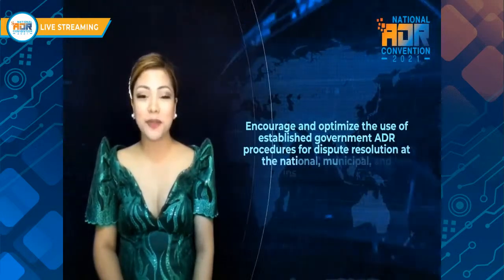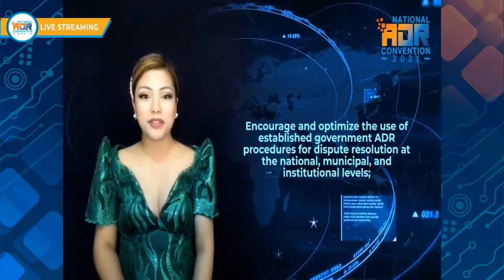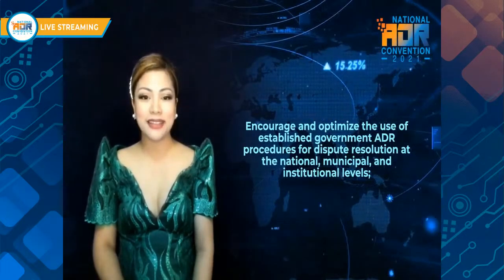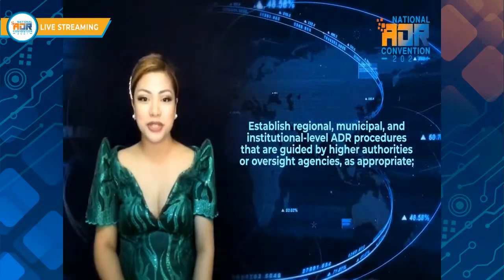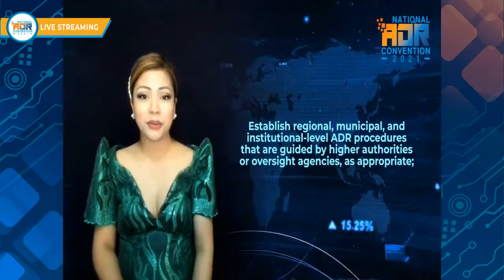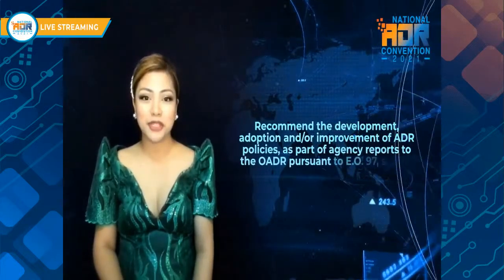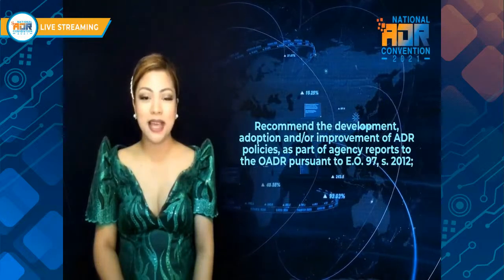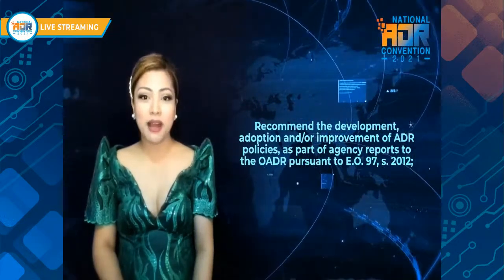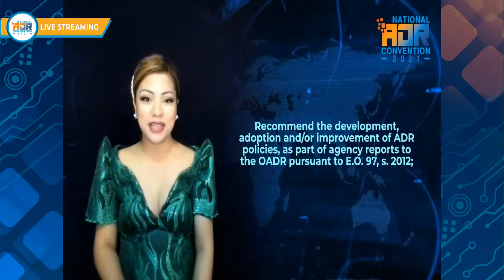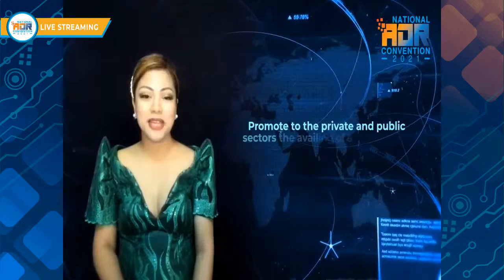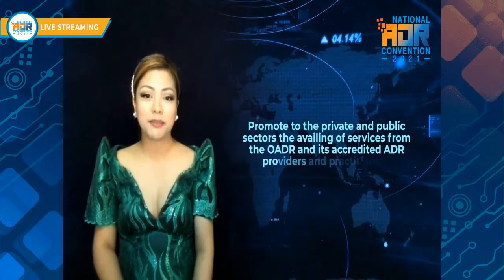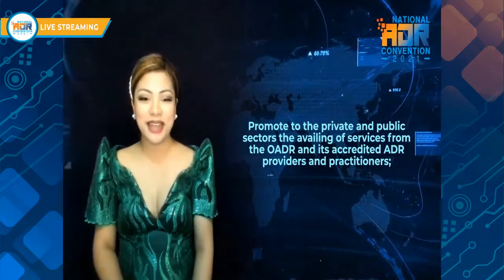Second, encourage and optimize the use of established government ADR procedures for dispute resolution at the national, municipal, and institutional levels. Third, establish regional, municipal, and institutional level ADR procedures that are guided by higher authorities or oversight agencies as appropriate. Fourth, recommend the development, adoption, and/or improvement of ADR policies as part of agency reports to the OADR pursuant to Executive Order Number 97, Series of 2012. Fifth, to promote in the public and private sectors the services of the OADR and its accredited ADR providers and practitioners.